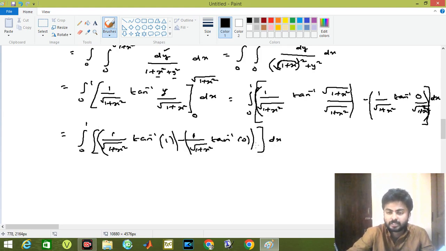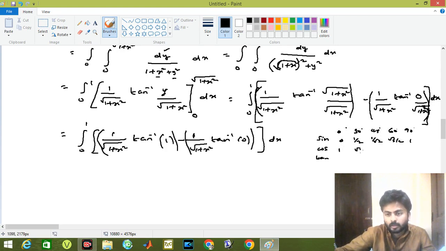So in tan, when will you get 0? I am writing here sine, cos, tan for 0 degree, 30 degree, 45 degree, 60 degree, then 90 degree. Sine gives 0, 1 by 2, 1 by root 2, root 3 by 2, 1. Cos gives 1, root 3 by 2, 1 by root 2, 1 by 2, then 0. For tan, 0 divided by anything is 0, and 1 divided by 0 is indeterminate, infinity. Anything divided by 0 gives infinity. So tan gives 0, 1 by root 3, 1, root 3, then infinity.